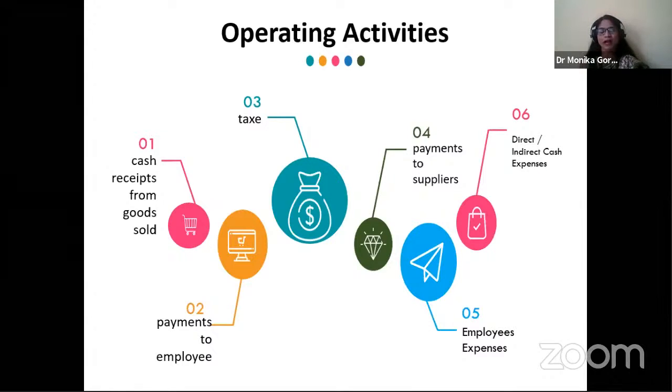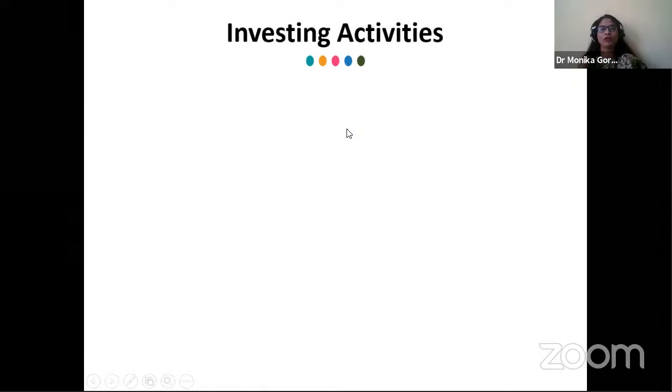So when we try to read the cash flow statement, we will come across the first activity, which is operating activity. It will tell us how the operational activity of the company is going. It will tell us about the actual core activities, whether they are efficiently performed or not.